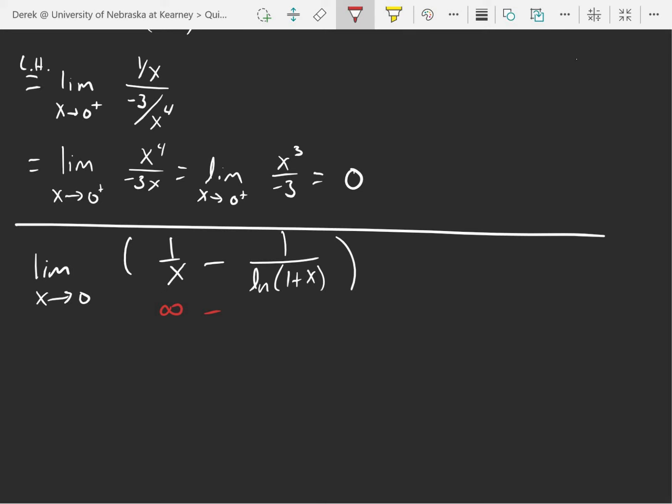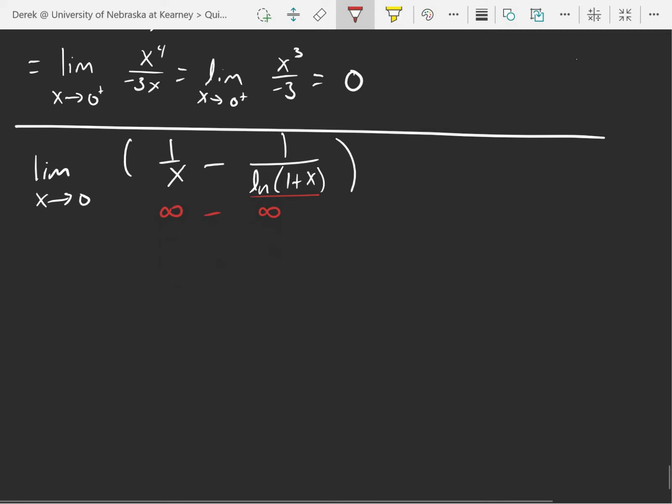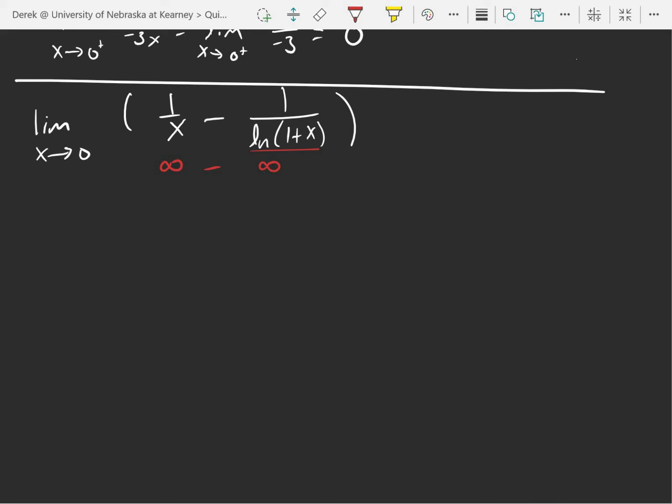And then I've got a subtraction. And the natural log of 1 is 0. And so as x gets closer and closer to 0, this denominator on this side gets closer and closer to 0. And dividing 1 by something that gets closer and closer to 0 looks like infinity as well. So how do I change subtraction into division?